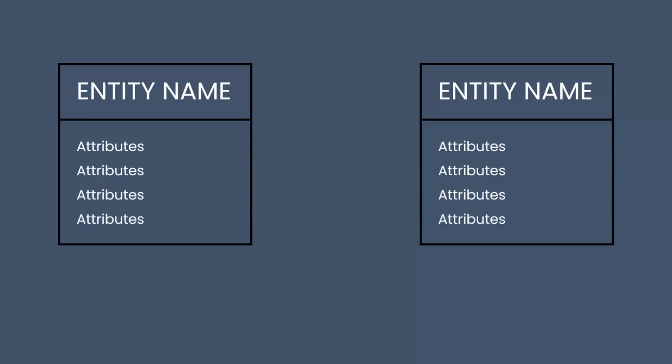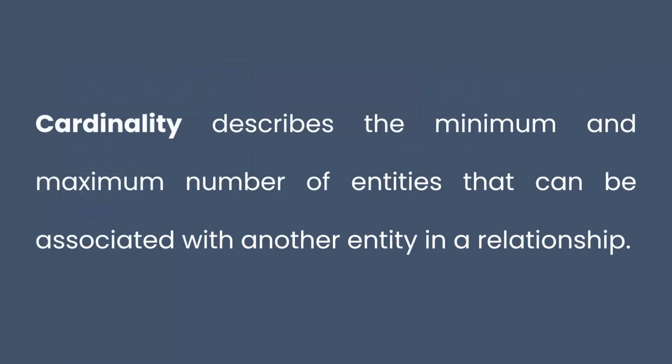Entities are represented in rectangles written in uppercase letters and also in singular form. The attributes are listed in a rectangle below their entities. Relationships are represented by a straight line connecting the entities involved. Also, cardinality describes the maximum and minimum number of entities that can be associated with another entity in a relationship.